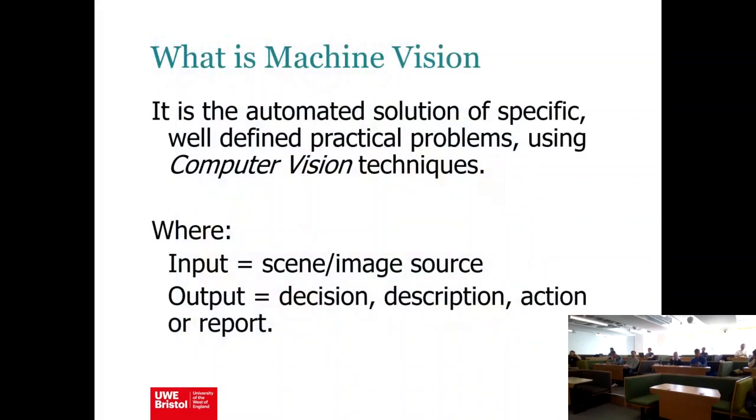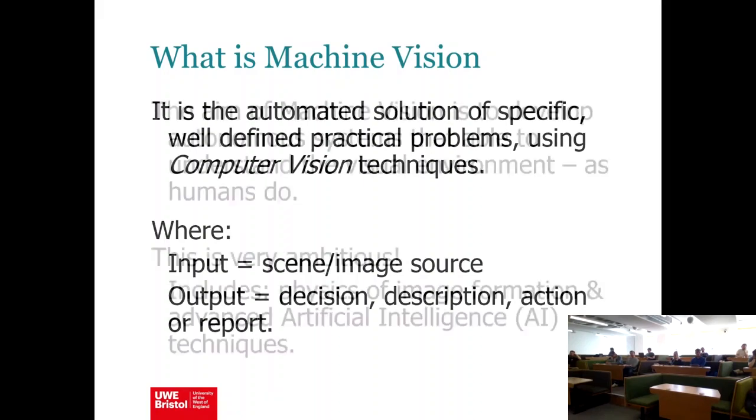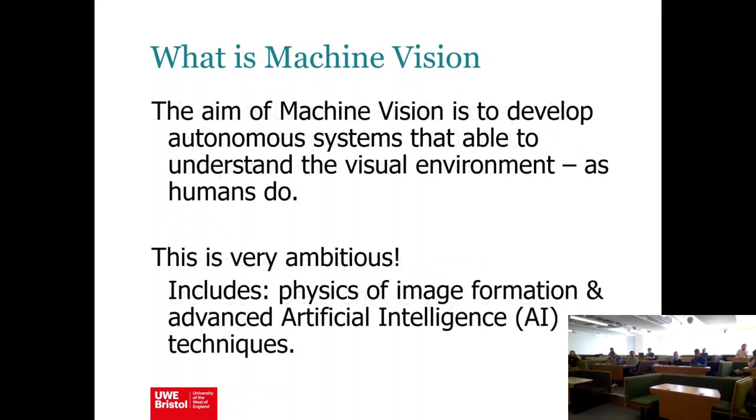So the input is the scene we're looking at, and the output is the decision, description, action, or report, which we have written down there. We're trying to automatically understand a visual environment. Very ambitious, as it says there. We have to worry a bit about the physics of image formation, which I'll talk about, and we can go on, as I say, and talk about advanced AI techniques. I'd like you to be aware of them and how they work by the end of this course.